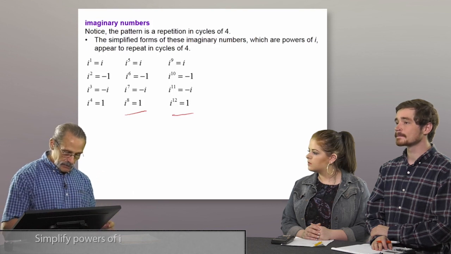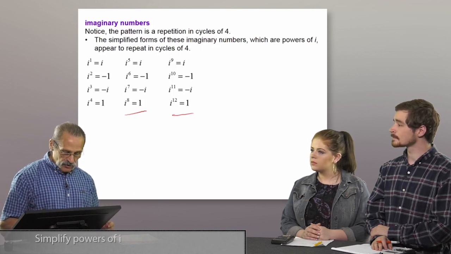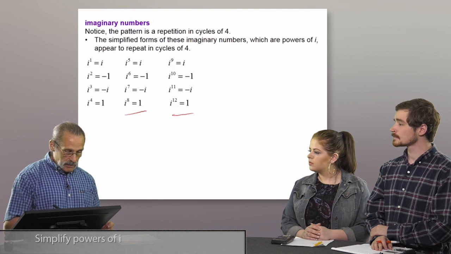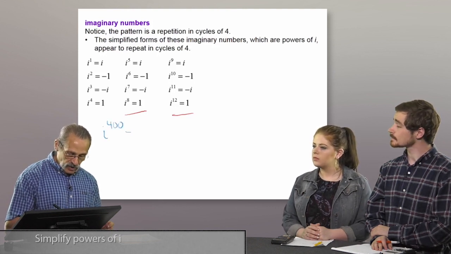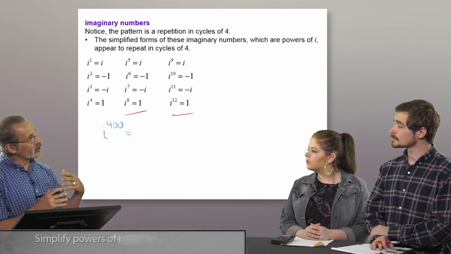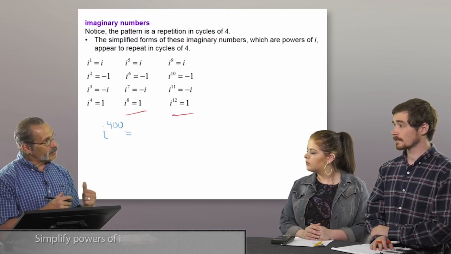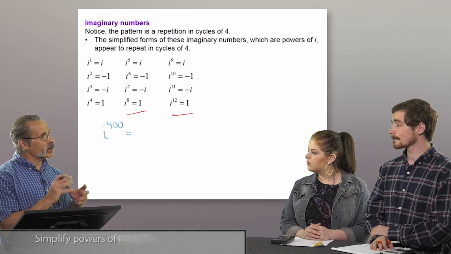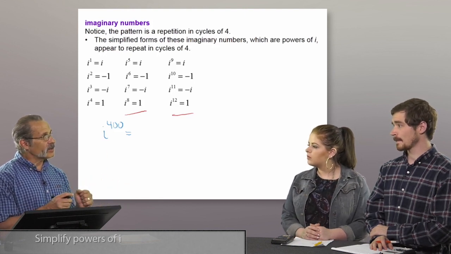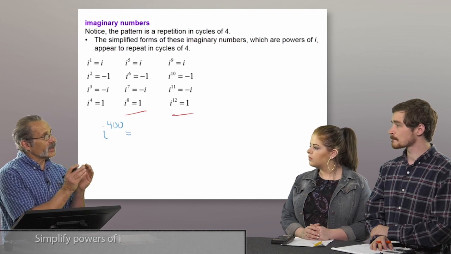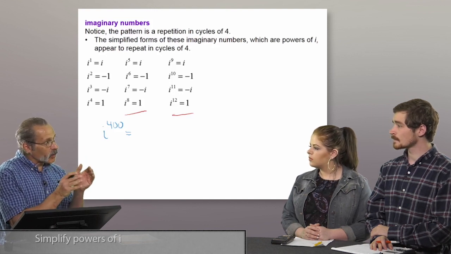go ahead and simplify. So to pick an arbitrary exponent, how about we start with i to the 400th. And I want to know 2 things. I want to know if I'm repeating in cycles of what? Of 4. I'm going to use the fact that i to the fourth is 1, to say to myself, I'm going to decide how many times I can multiply that i to the fourth through.